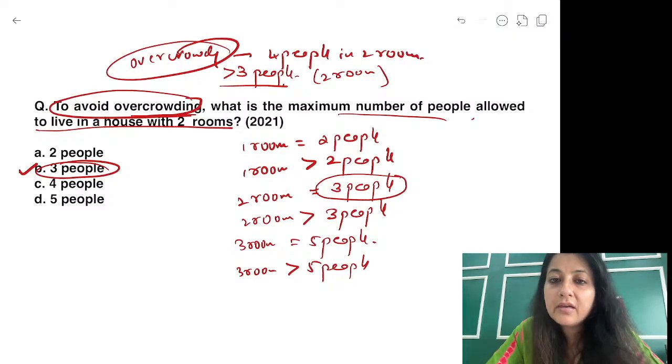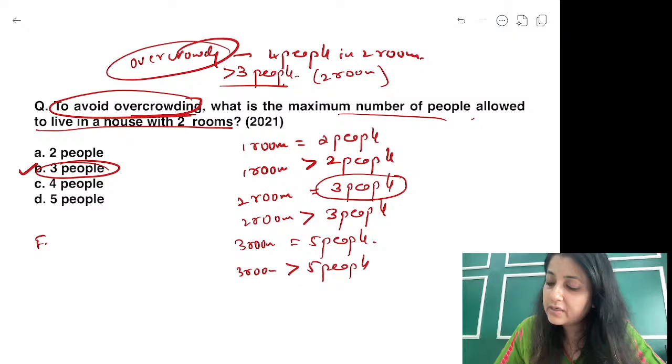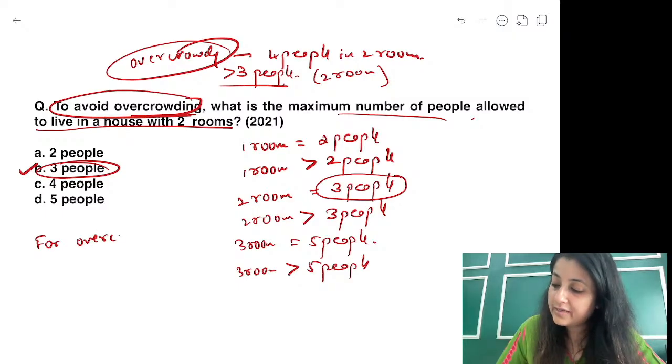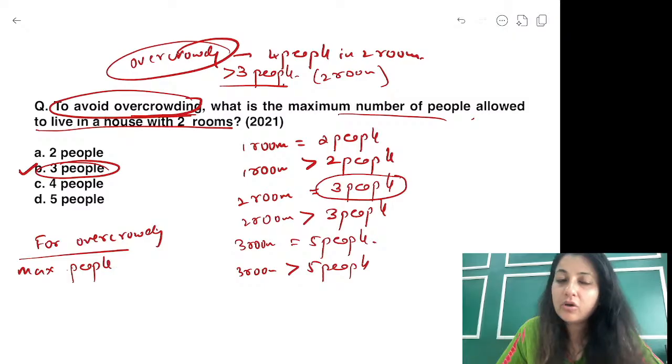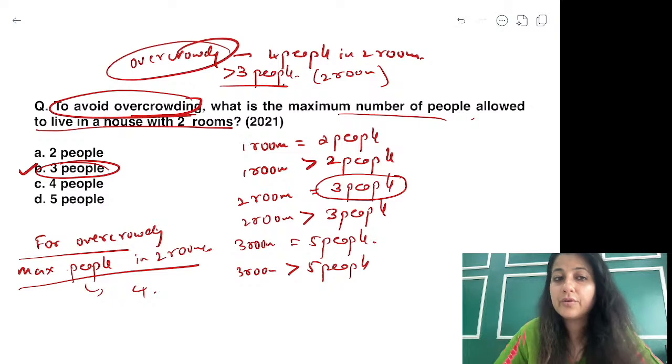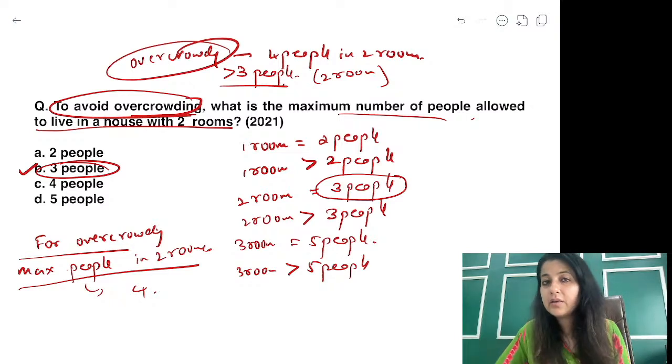If the question was for overcrowding, maximum people in 2 rooms, when will you call it overcrowding? You would have marked 4. But now I said to avoid overcrowding. The maximum number of people that you can allow is 3. So be careful with the question.